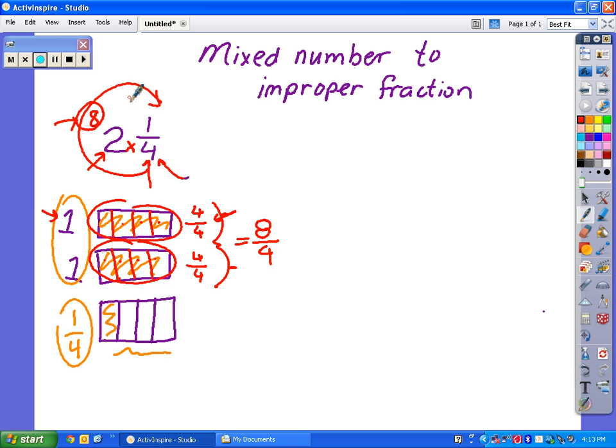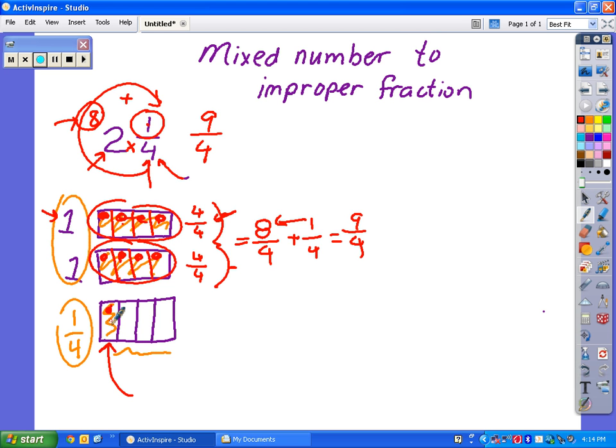The next thing that teachers tell their students to do is take the 8, add it to the 1, and you get 9. 9 what? 9 fourths. Well, why are we adding that 8 to that 1? Well, we know where the 8 came from. Where does our 1 come from? It comes from the 1/4 down in that bottom portion of our model. So we have 8 fourths plus that 1/4. So we have 9 total fourths. 1, 2, 3, 4, 5, 6, 7, 8, 9.